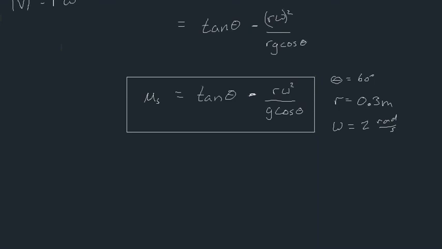Alright, well, let's plug in the values. That's just going to be tan 60 minus 0.3 times 4, right, 2 squared, divided by 9.81 times cosine 60. And that will give you an answer of, in our particular case, our mu s, our coefficient of static friction, is going to be 1.487. And notice, it's a dimensionless unit of measurement.